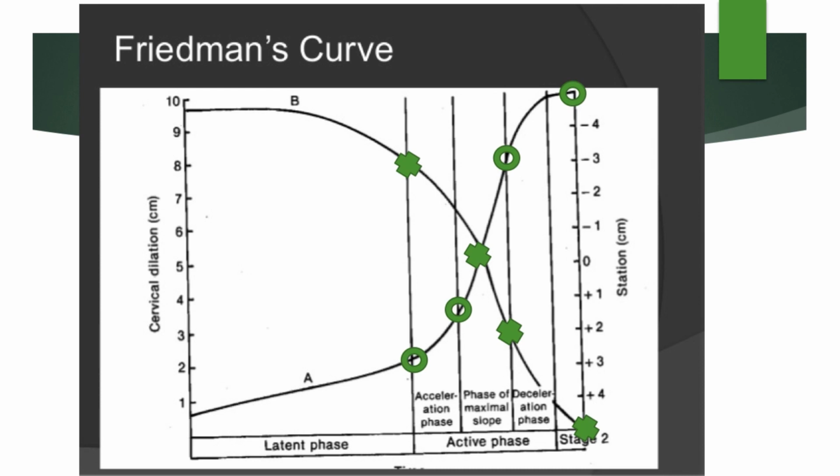This plotting will depend on your internal exam for a particular time. So for example, if at a particular time you did your internal examination and the cervical dilatation is at 2 centimeters, and then you determine also the fetal station at -3, then you plot it according to your internal examination findings, until you reach full cervical dilatation or station +5.